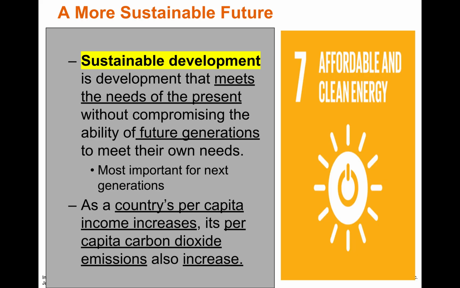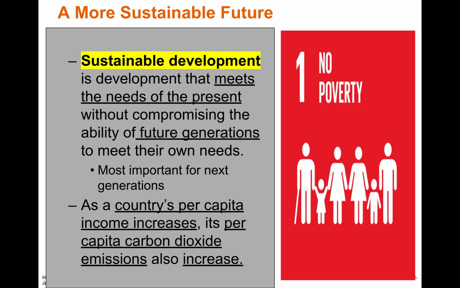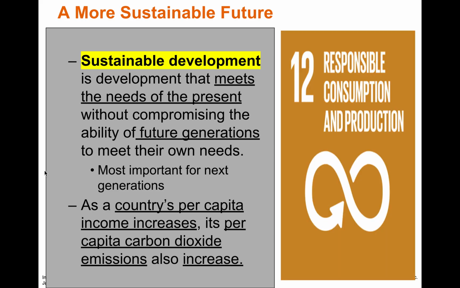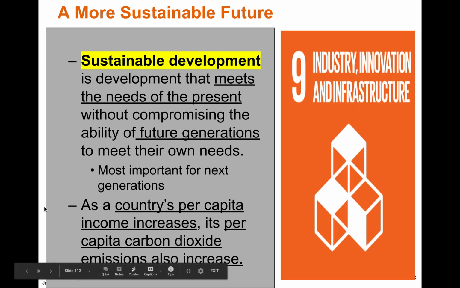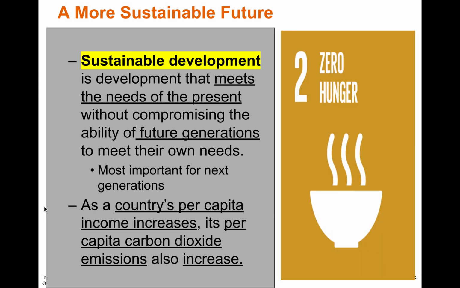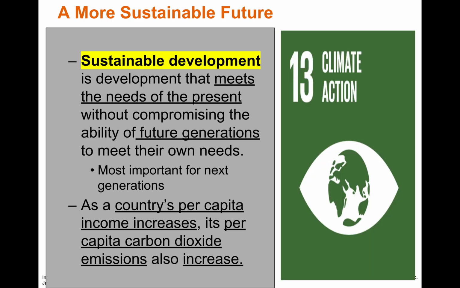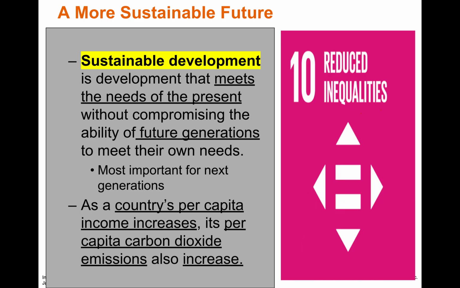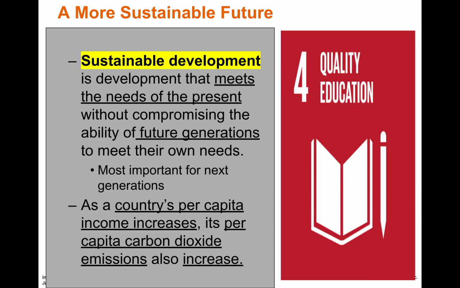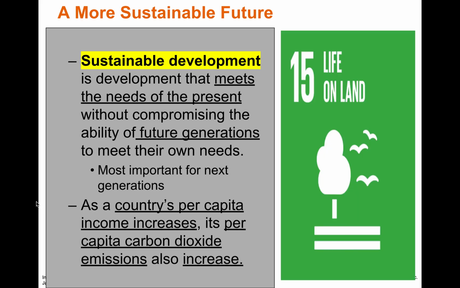So when we look at sustainability, as a country's per capita income increases, its per capita carbon dioxide emission increases. So sustainable development has to find a balance between those two. As we see with Scandinavian countries, as I already mentioned, Sweden, when we go back to their level of development, they're quite high. They have a quite high standard of living as well as HDI. And we also see that they have some of the highest sustainable development standards with their low carbon emissions.